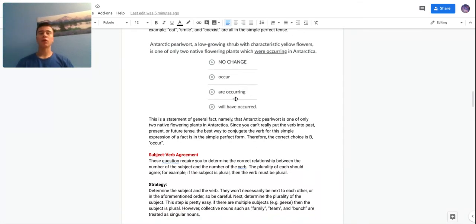When it's a statement of general fact, you pretty much always want to go with the most simple one, but always substitute all the choices in just to make sure there isn't one that's more correct.